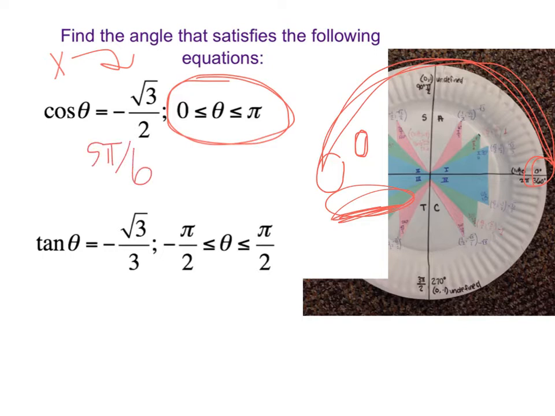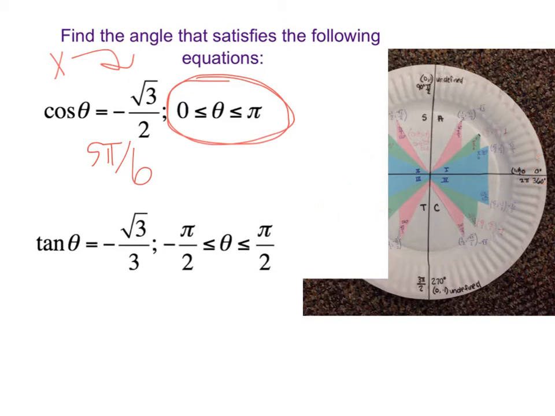Now my second one wants to know, where is the tangent negative square root of 3 over 3? And it only wants me to look between negative pi halves and pi halves. So I know pi halves is up here. And then negative pi halves, if I'm working with coterminals, is the same as 3 pi over 2. It's just a counterclockwise rotation of a quarter. So in between here and here is where I'm looking.